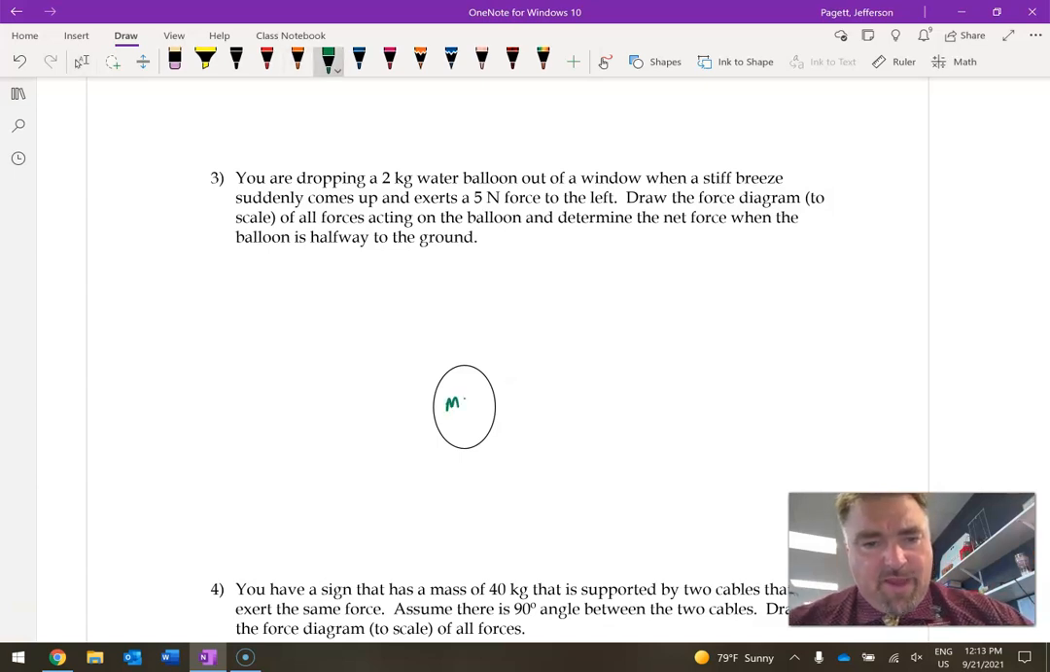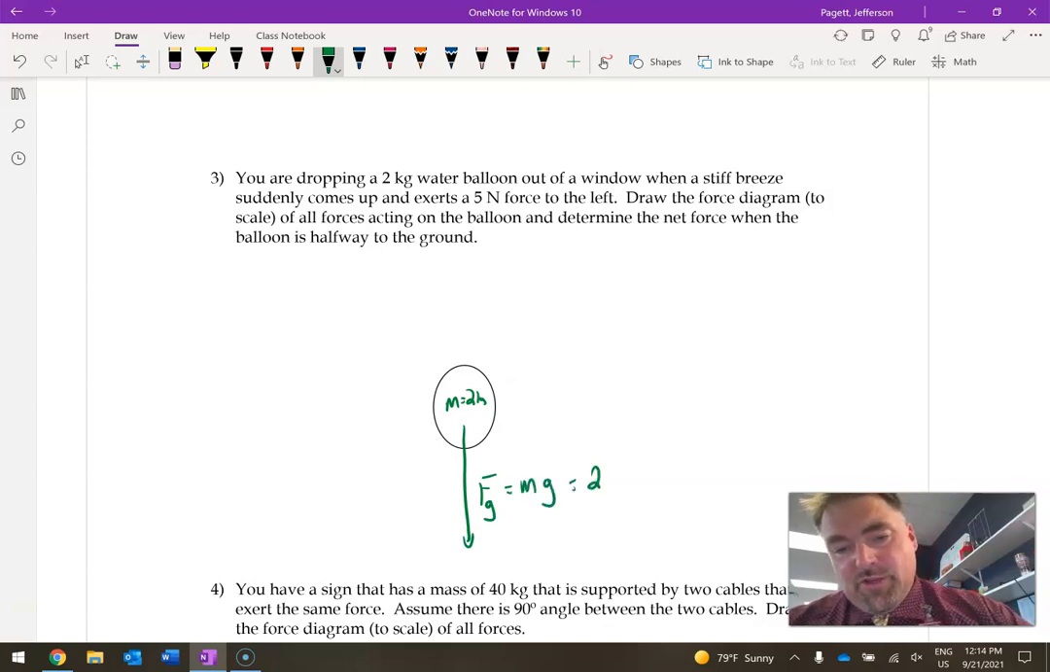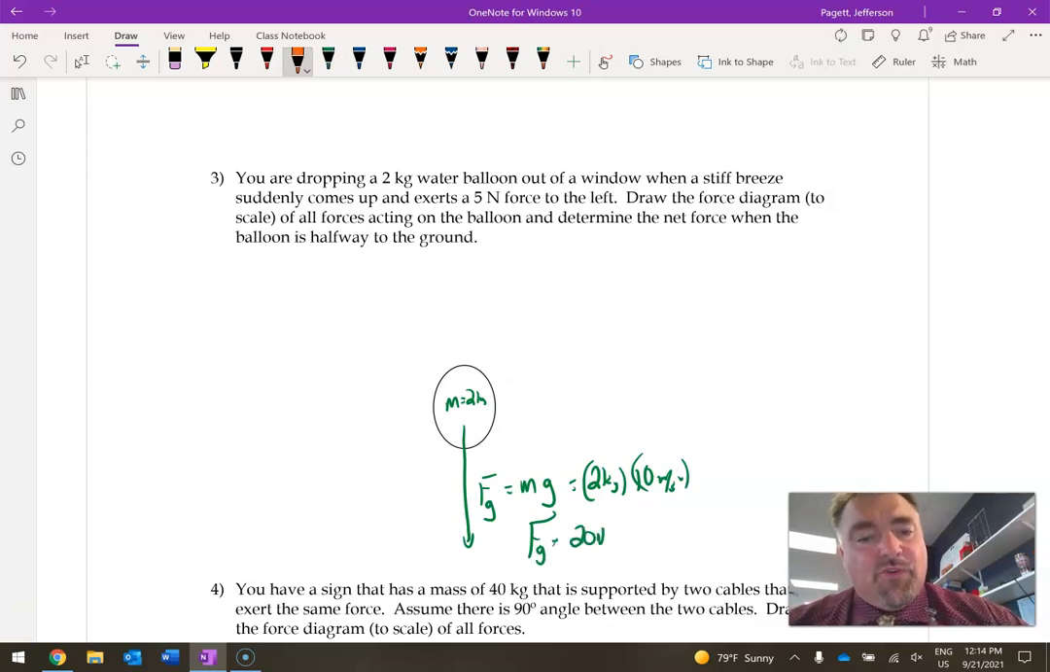So we know if we have a mass of 2 kilograms, that means we have a force of gravity pulling down on it. Anything that has a mass here on Earth will have a force of gravity act on it. So that's going to equal mass times acceleration of gravity. So 2 kilograms, and normally it will be 9.8, but we're going to make it 10 for this worksheet, meters per second squared. So the force due to gravity is 20 newtons. And then we also have a force pushing it to the left. So FP, for force pushing, is 5 newtons.